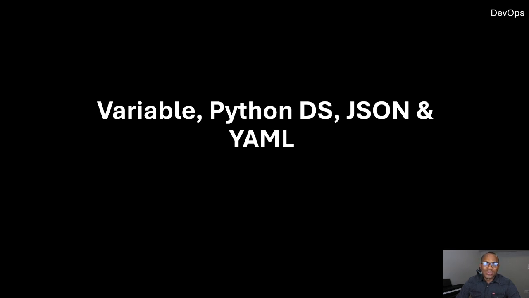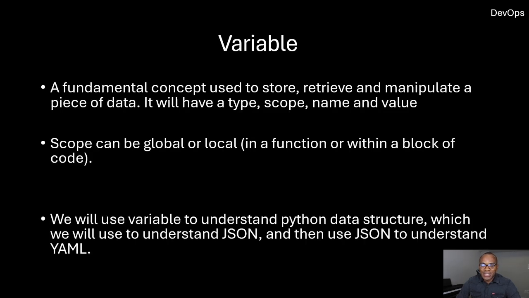We'll be using variables to understand Python data structures. We use Python data structures to understand JSON, and JSON to understand YAML. Now, what is a variable? A variable is just a way of saving a piece of data. It's a fundamental concept used to store, retrieve, and manipulate a piece of data. When you save data, it will have a type, a name, a scope, and a value. If you define a variable in a function, it will be limited to that function. It will have a local scope to that function. But imagine you define it in your larger project, it will have a global scope to that project.